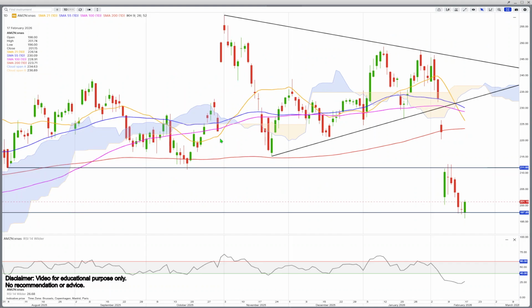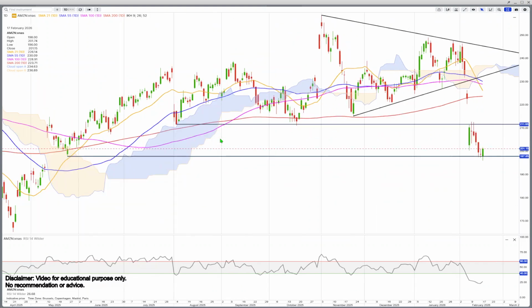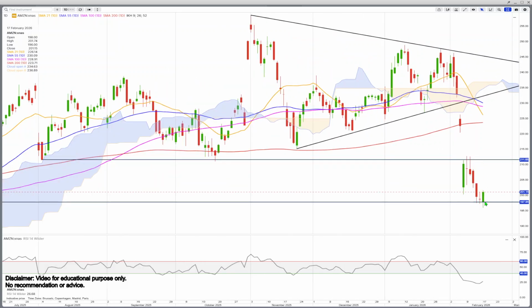Amazon also bouncing from key support yesterday. You could see this support is the gap area down here from back in May last year. It bounced strongly yesterday, about 1% higher, to 197.85. You can see the RSI turning around. We have been a little bit in oversold mode here, so we could see a bit of a bounce in the next few days. However, if it takes out the lows from Tuesday, yesterday, then the downtrend could continue.